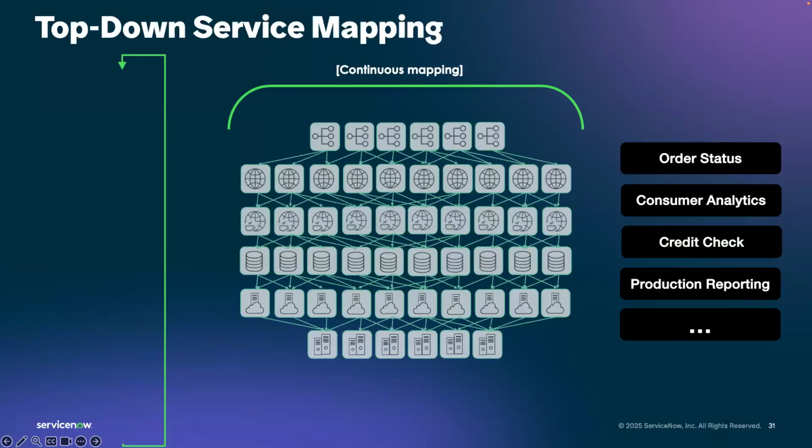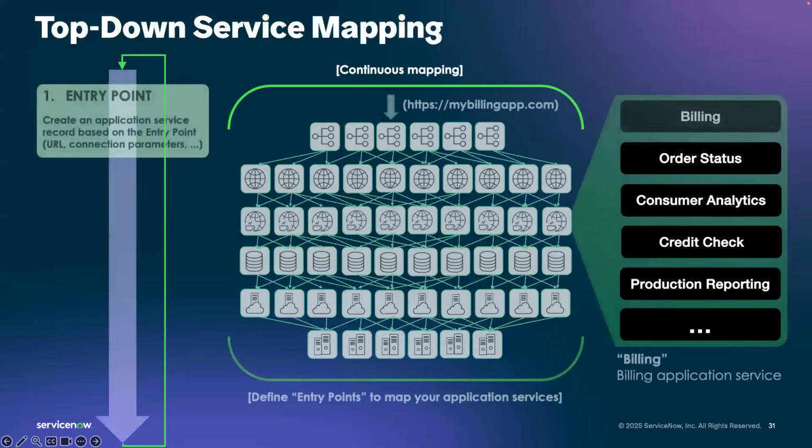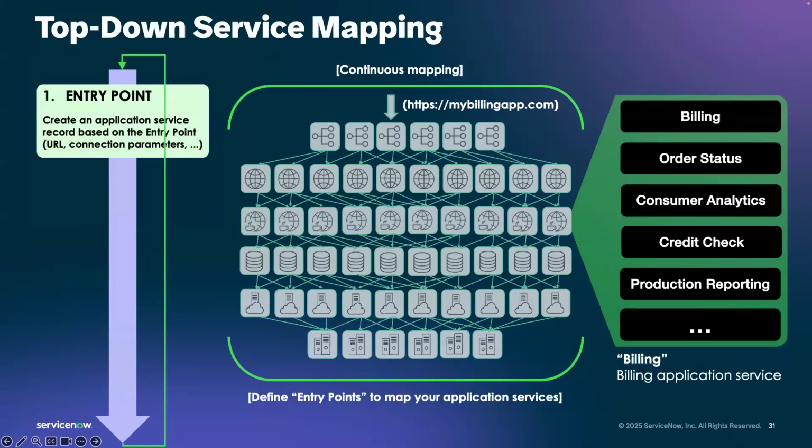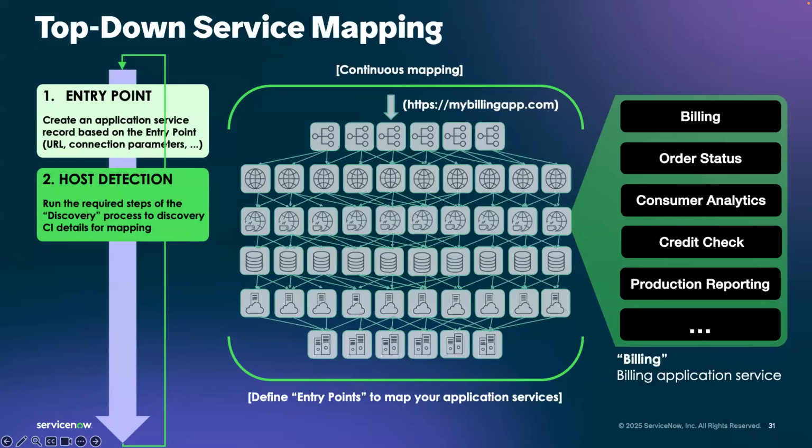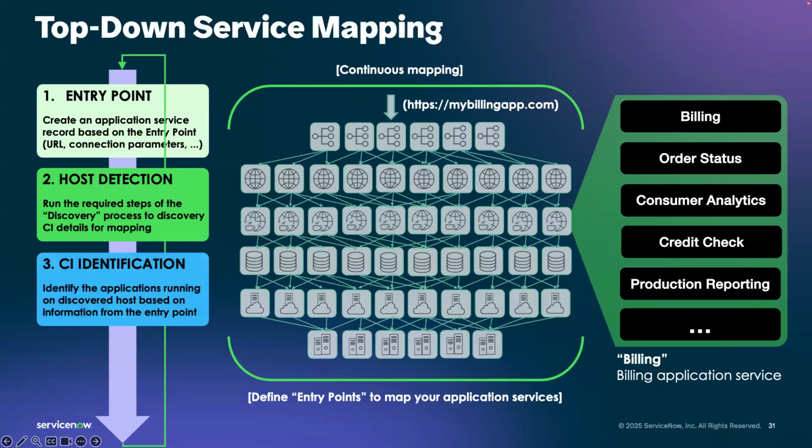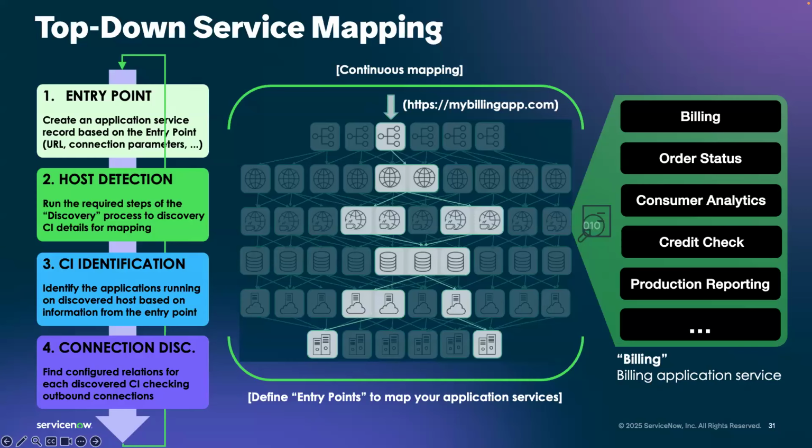The more challenging one, it is also a four-step process, right? So this is where you create an application service record, or now it's called service instance record. You identify the entry point, whether that's a URL, etc. We do host detection. So from that URL, we're going to do a reverse DNS lookup. Oh, it's this IP. It's actually a VIP on a load balancer. So we're going to go ahead and run a pattern to figure out what the pool is, what the pool members are, and then we can go on to the next level, right? And then that CI identification, and then basically establish connections between all of those.